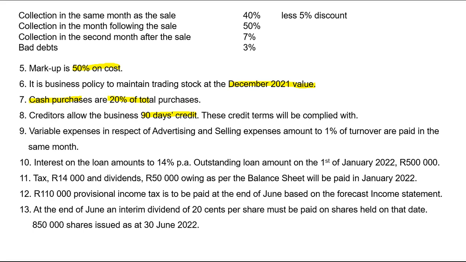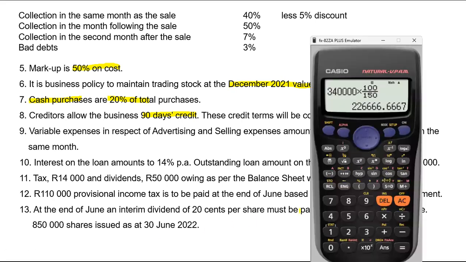13 says at the end of June, an interim dividend of 20 cents per share must be paid on shares held on that date. And we had 850,000 shares held on that date. So those two amounts will be recorded under June under payments in the cash budget.